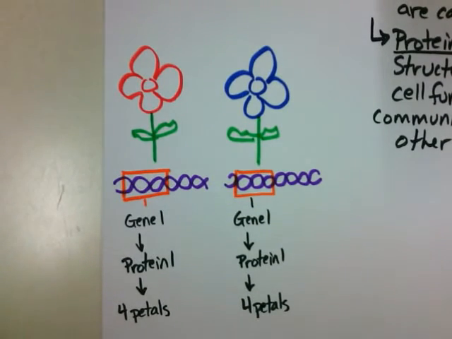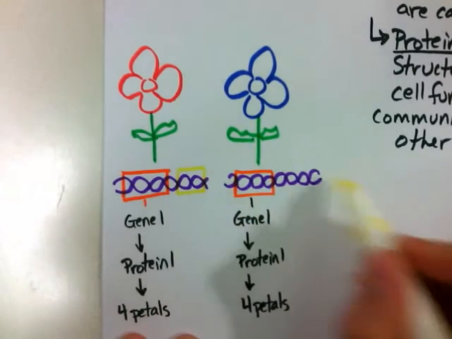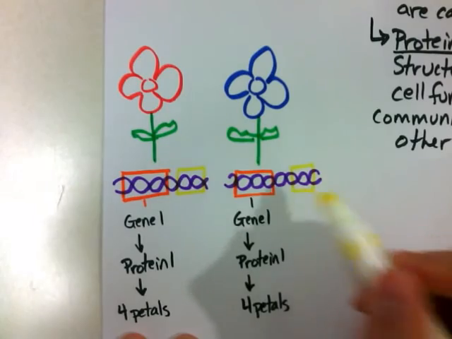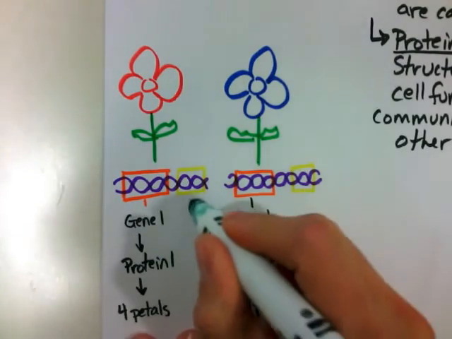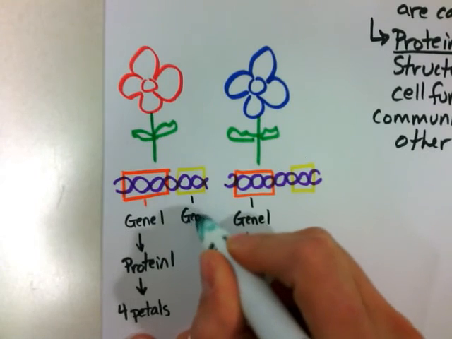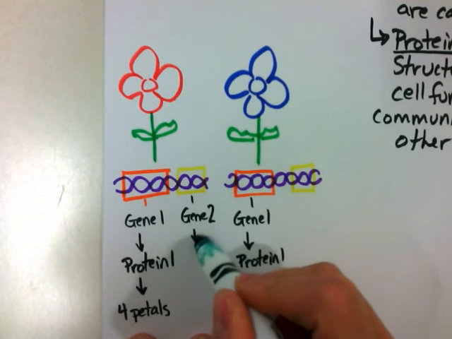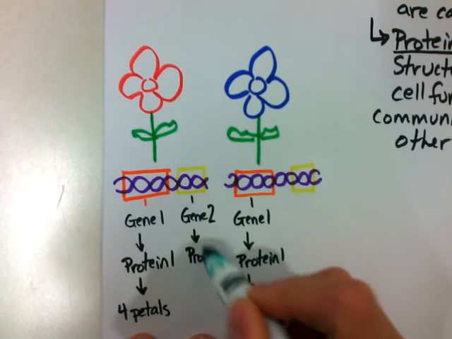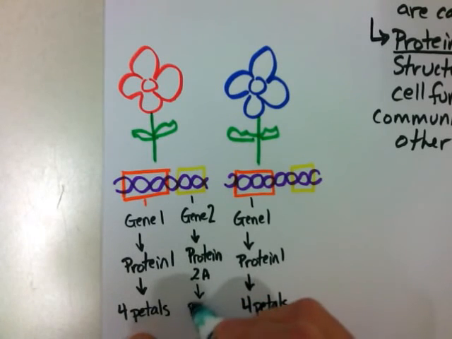But on a different section of the gene, of the DNA, we have a different gene. It might be a little bit smaller, it's the same region. This will code for gene 2, but this makes protein 2A, and this will code for red flower.